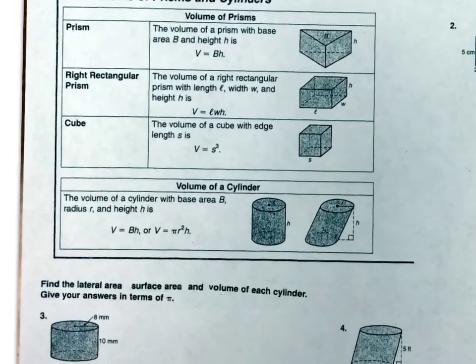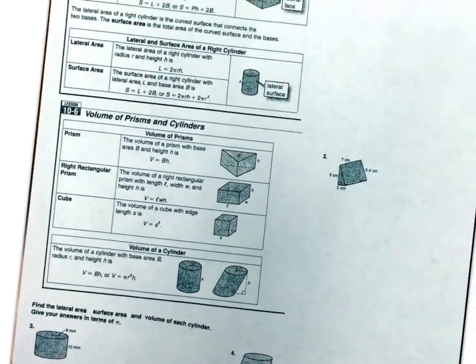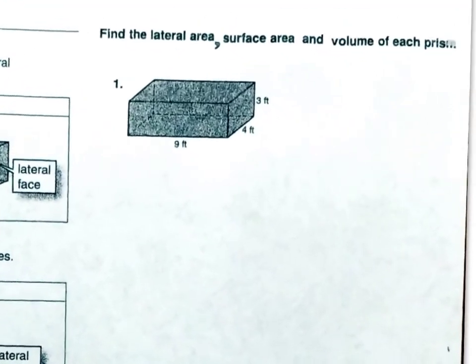And then for the cylinder, all you have to do is get the area of the circle, okay, pi r squared, and then multiply by the height. So those are the formulas for the areas and the volumes. So let's go ahead and do number 1.